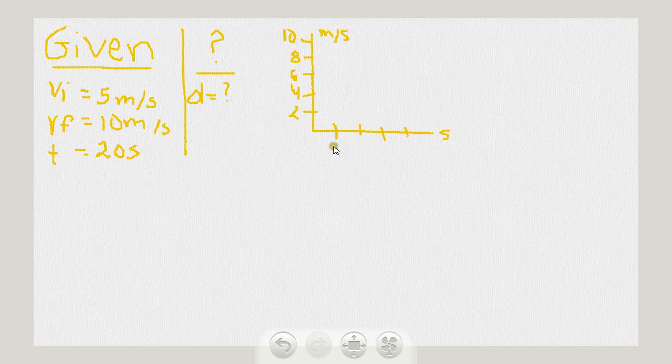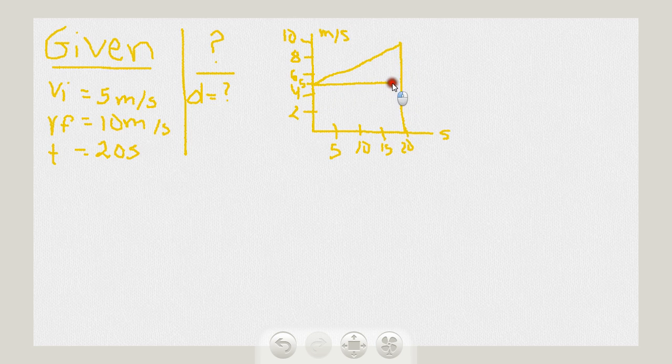And here we have 5, 10, 15, and 20. So let's say 5 is here. That's our 5. So we know it started from 5 meters per second, and the velocity kept getting bigger until it reached 10 meters per second, and we know it did it in a time of 20 seconds. So here we have our final point.